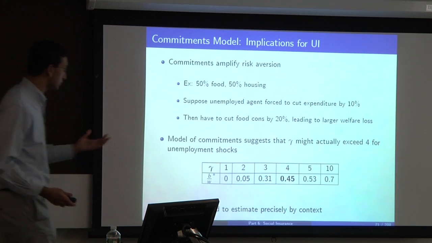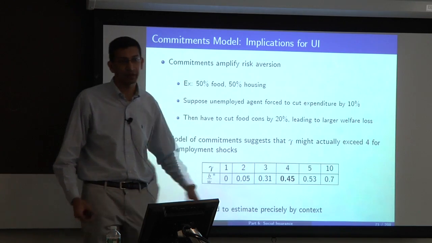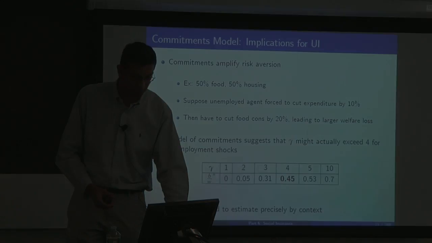So the more general problem is that it's very hard to know what the right level of gamma is. And so how can we think about optimal insurance without having to rely on this estimate of gamma is what we'll talk about next time.